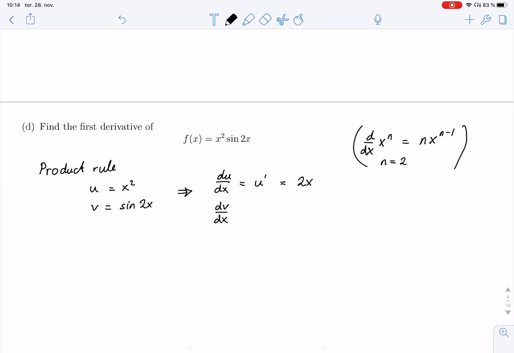dv/dx, or with the other notation. Okay, here we need to find the derivative of sine, which is cosine. And we have 2x trapped inside the cosine. So we need to multiply with the derivative of 2x, which is 2. So we get 2 cosine 2x, according to the chain rule.